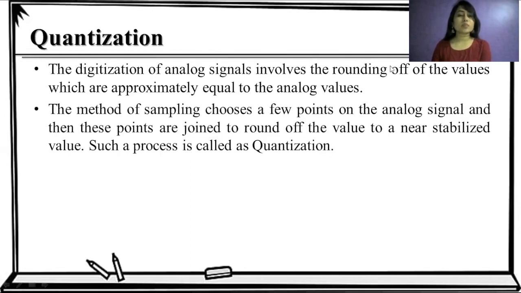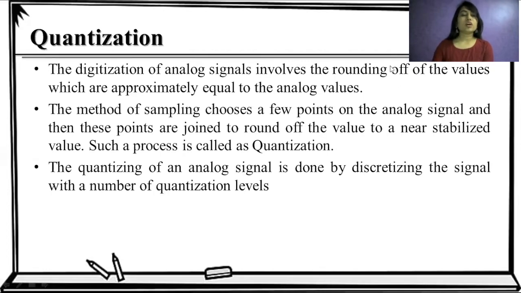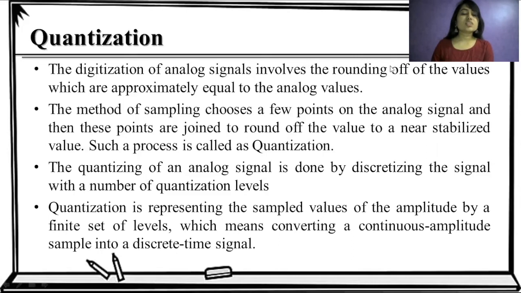The method of sampling chooses a few points on the analog signal, and then these points are joined to round off the value to the nearest stabilized value. Such a process is called quantization. The quantizing of an analog signal is done by discretizing the signal with a number of quantization levels. Quantization is representing the sampled value of the amplitude by a finite set of levels, which means converting a continuous amplitude sample into a discrete time signal.